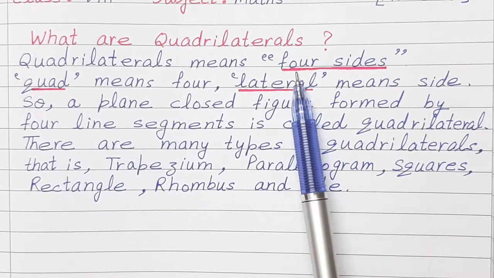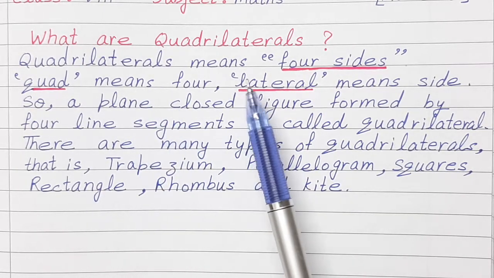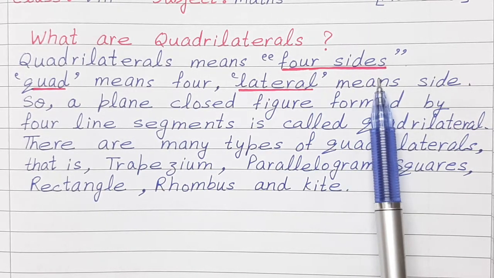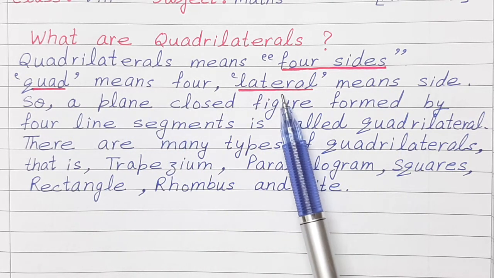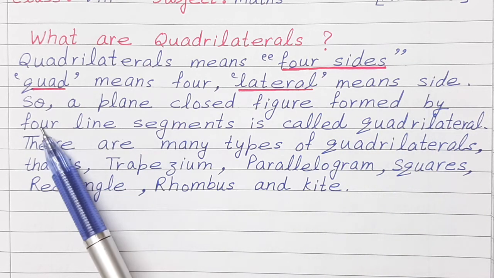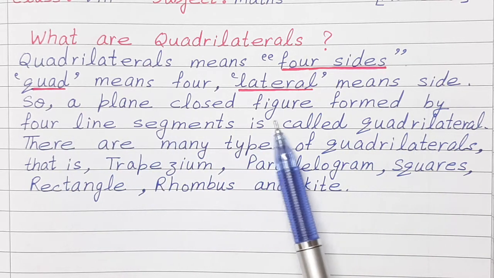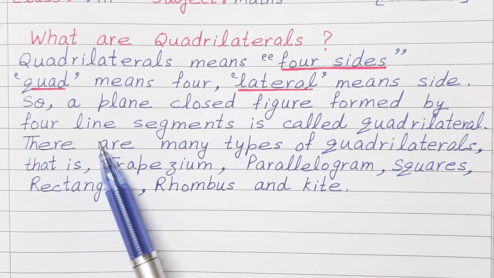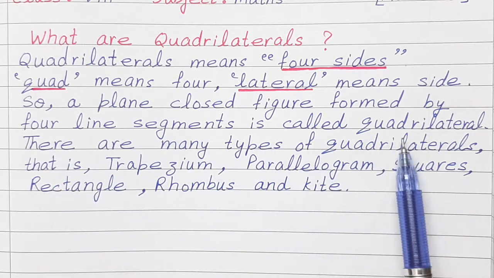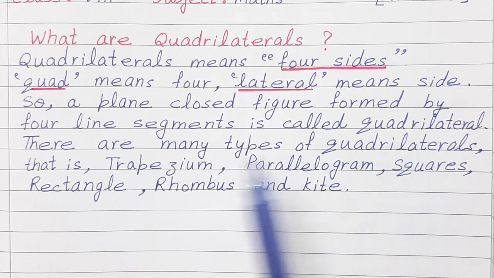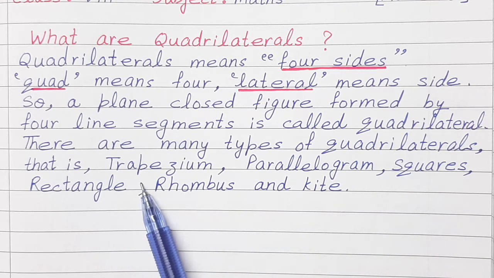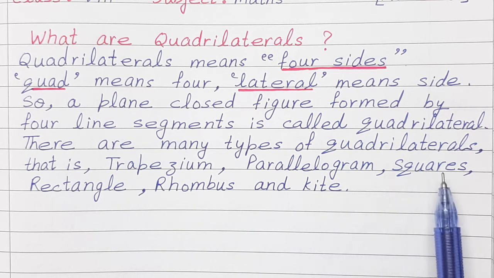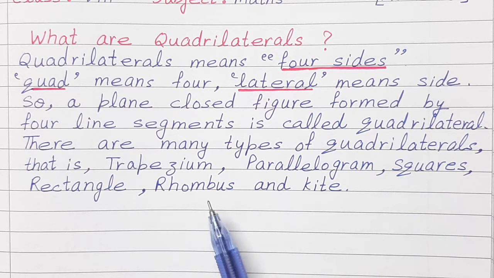What are quadrilaterals? Quadrilateral means 4 sides, where quad means 4 and lateral means side. So, a plane closed figure formed by 4 line segments is called a quadrilateral, right? There are many types of quadrilaterals, that is trapezium, parallelogram, square, rectangle, rhombus and kite.